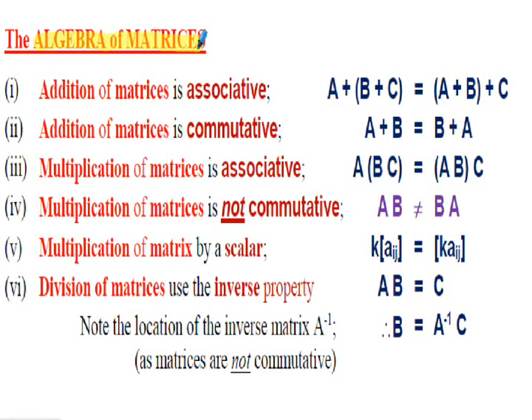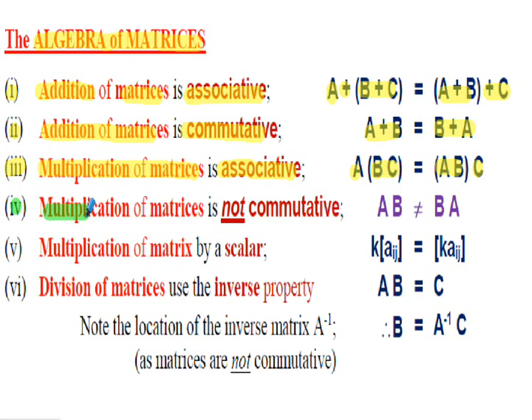The algebra of matrices. 1. The addition of matrices is what's called associative. In other words, A plus, in brackets, B plus C, gives the same value as A plus B plus C. 2. Addition of matrices is commutative. In other words, A plus B is equal to B plus A. 3. Multiplication of matrices is associative. In other words, A multiplied by B and C in bracket is equal to AB multiplied by C.